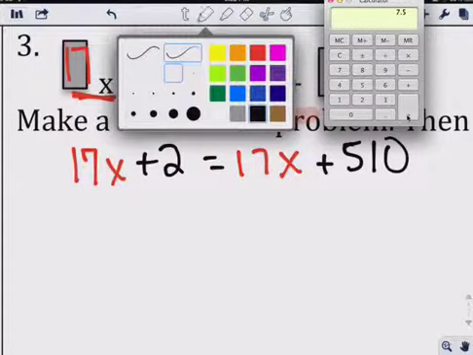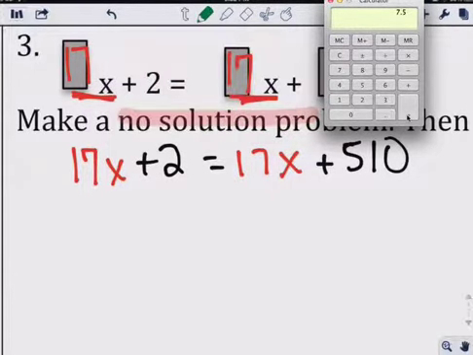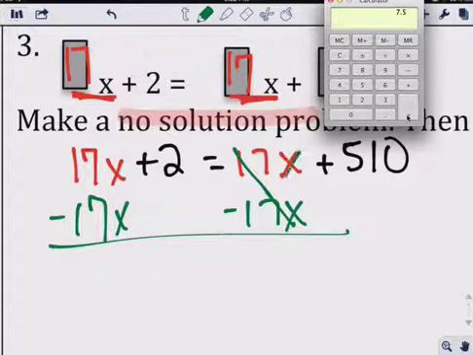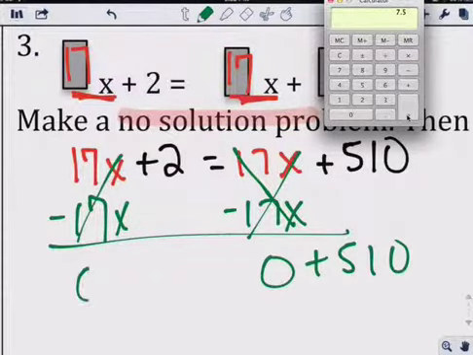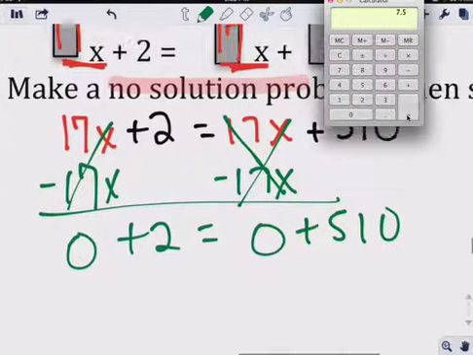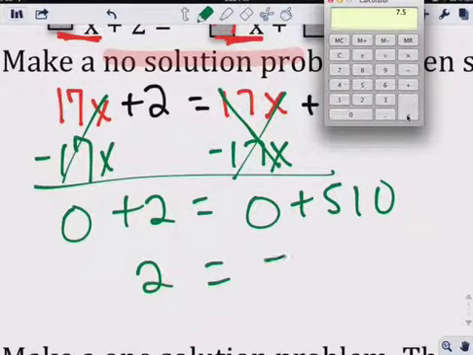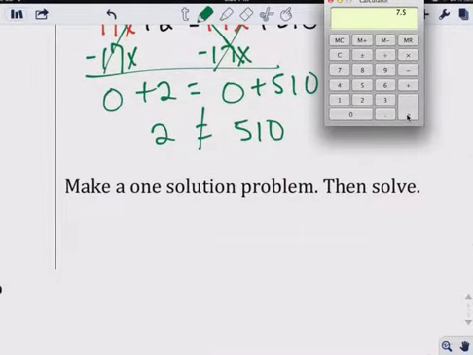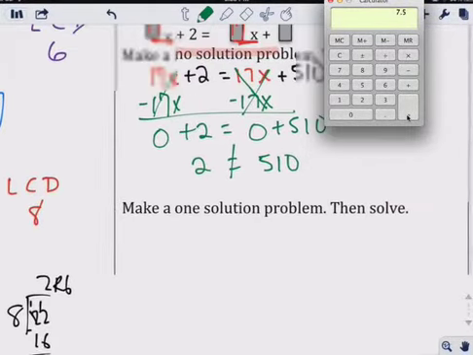Okay, so what you do is you solve this, minus 17x. Remember, we take away the variable first, the smallest one, but these are the same, so it is 0 plus 510. This is 0 plus 2. That gives you 2 equals 510. Not true! So that is not true. That's why the problem is no solution. One solution, using the same thing.